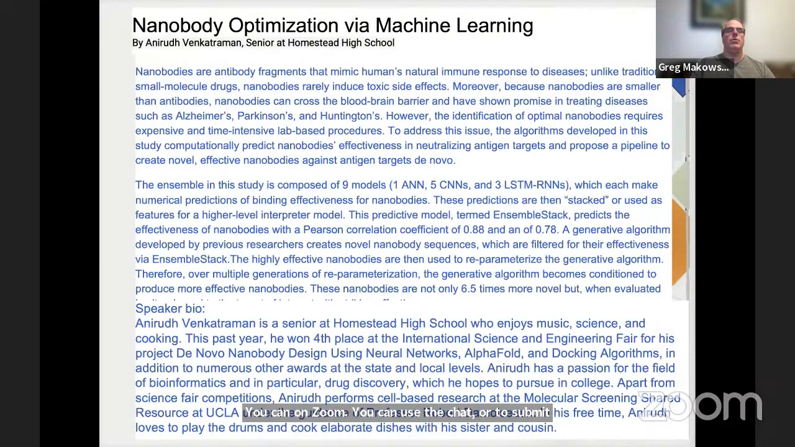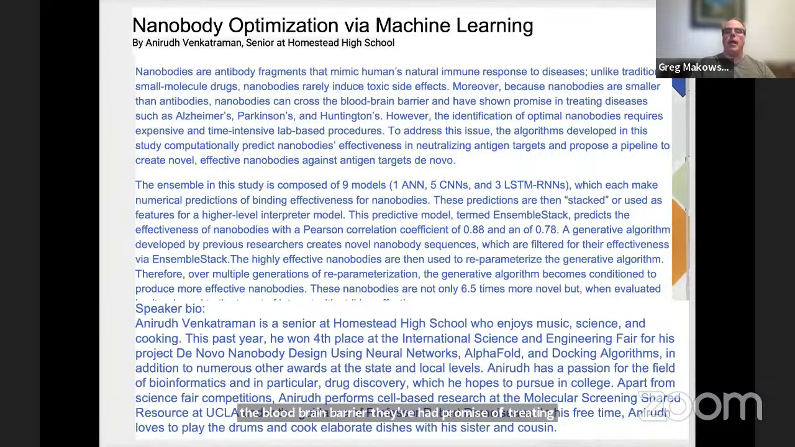So now to introduce the talk. Nanobodies are antibody fragments that mimic humans' natural immune response to diseases. Unlike small molecule drugs, nanobodies rarely have toxic side effects. They're not really recognized by the biological system that much. So they can cross the blood-brain barrier. And they've had promise in treating diseases like Alzheimer's, Parkinson's, and Huntington's.